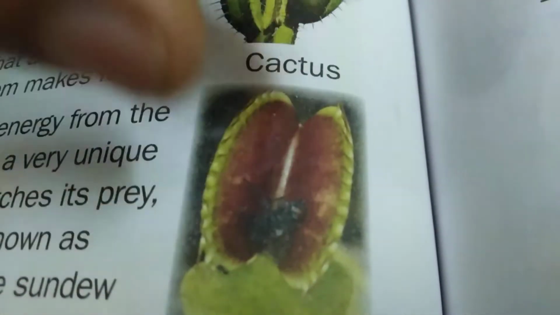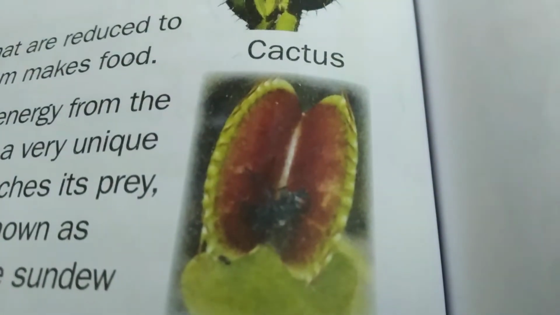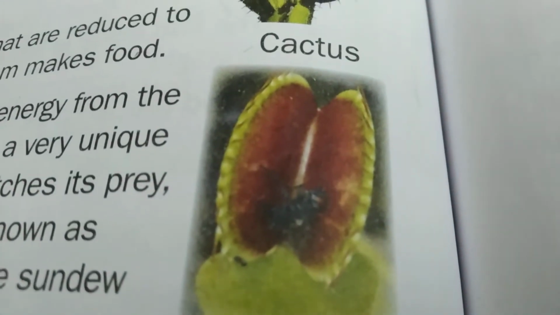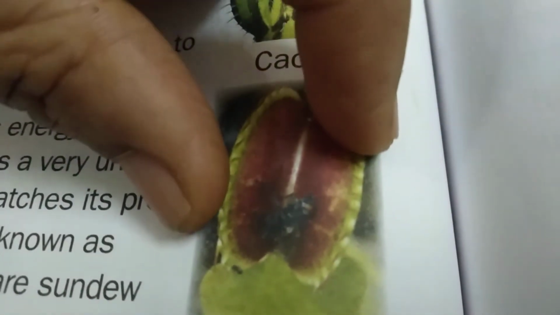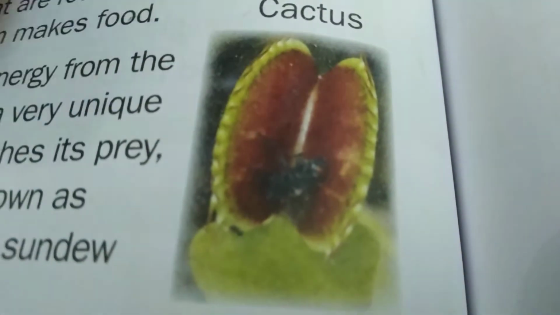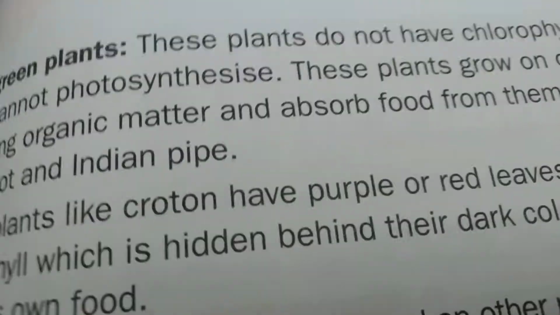These types of plants are very unique. They are not seen in our forests. They are seen in rare conditions, like in African forests. So these types of plants are called which type of plants, children? Insectivorous plants.